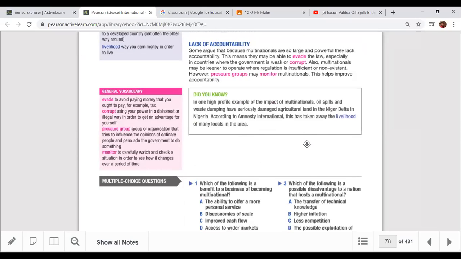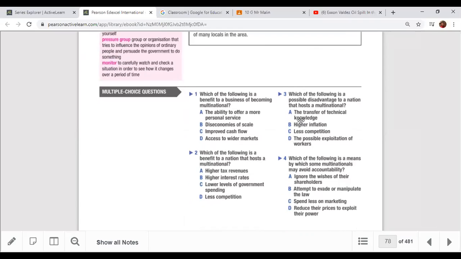Okay, now I'm asking this MCQ part. Which of the following is a benefit to a business of becoming a multinational? You can see, Ranusha, what is the answer for this? You can answer A, B, C, or D. You can use the chat line, and if you know the answer, you can type. Options: ability to offer more personal services, diseconomies of scale, improved cash flow, access to wider market.